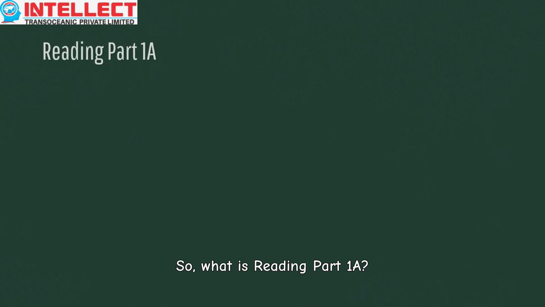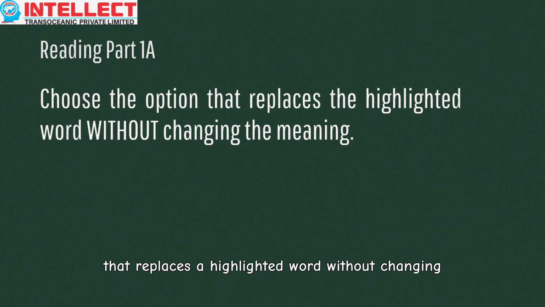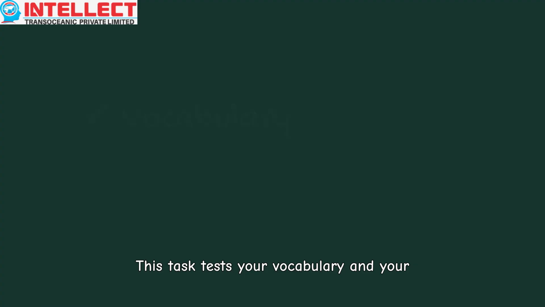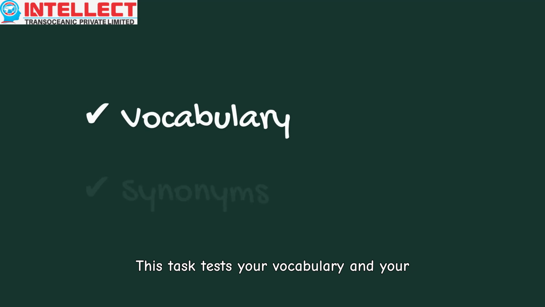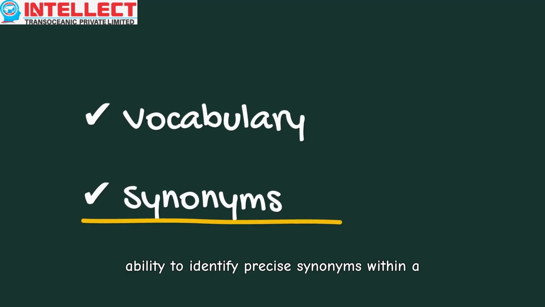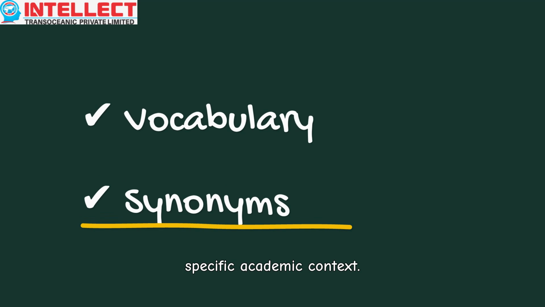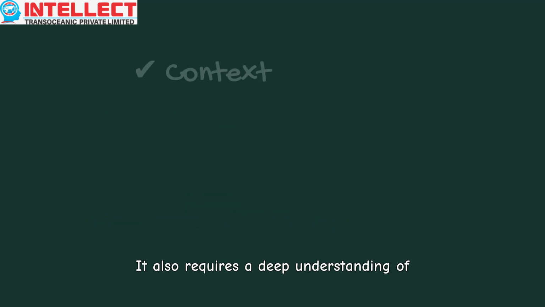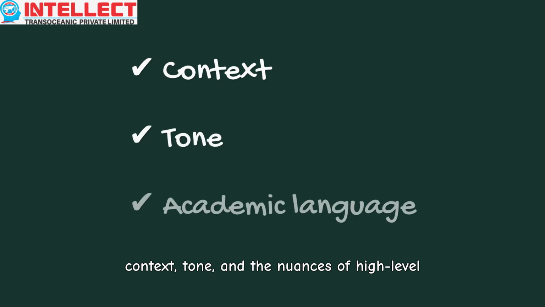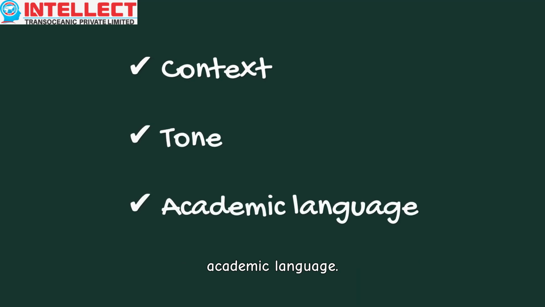So, what is Reading Part 1A? It asks you to choose the option that replaces a highlighted word without changing its meaning. This task tests your vocabulary and your ability to identify precise synonyms within a specific academic context. It also requires a deep understanding of context, tone, and the nuances of high-level academic language.